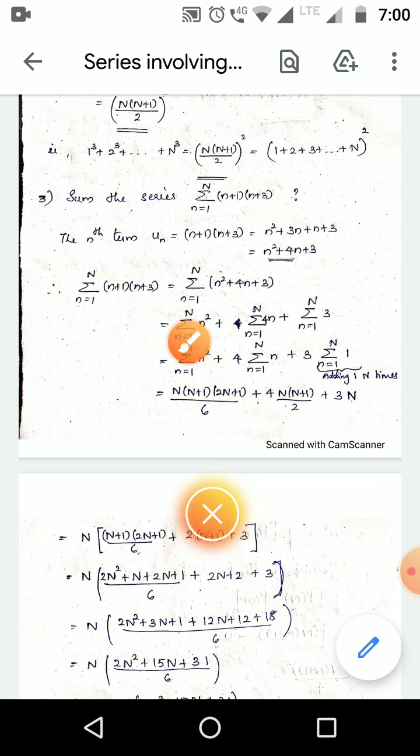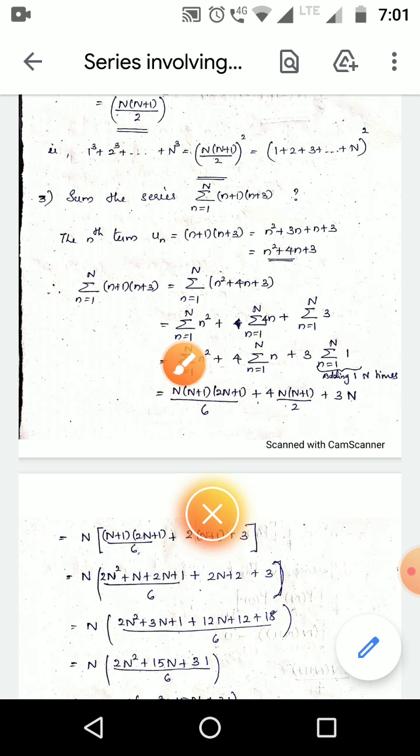It becomes sigma n equal to 1 to N of n square, plus sigma n equal to 1 to N of 4n, plus sigma n equal to 1 to N of 3. In the second term, 4 is a constant. The summation varies over n, so this constant 4 can be taken outside. So plus 4 into sigma n equal to 1 to N of n. Here 3 is a constant, so we take 3 outside. So plus 3 into sigma n equal to 1 to N of 1. If 3 is taken outside, then only 1 remains here.